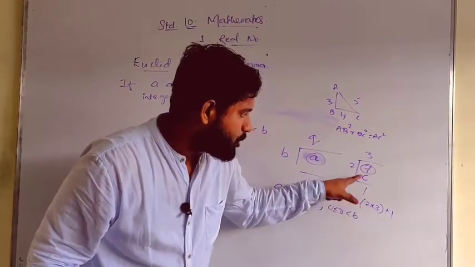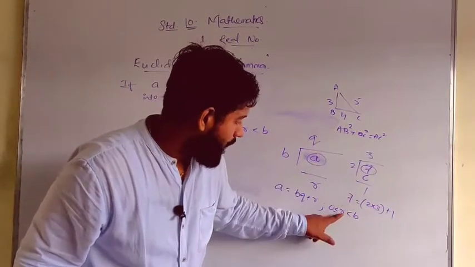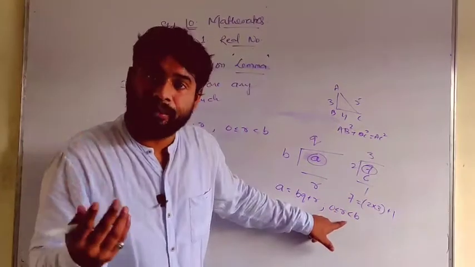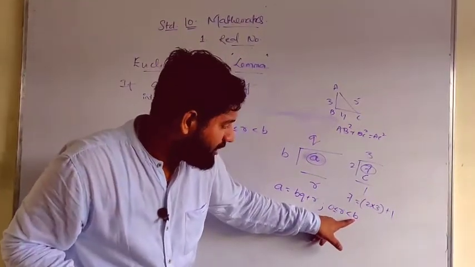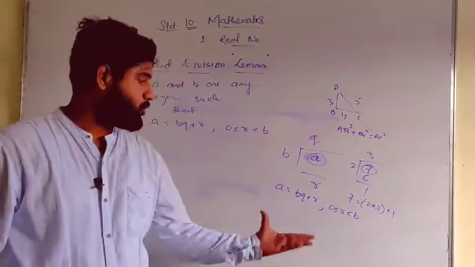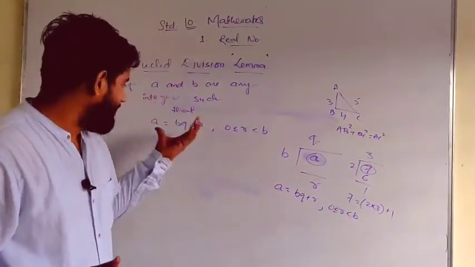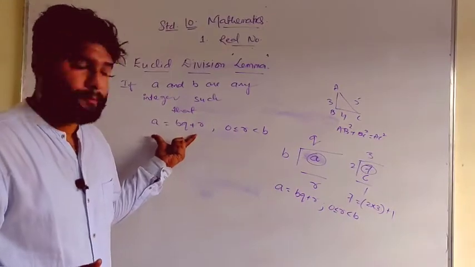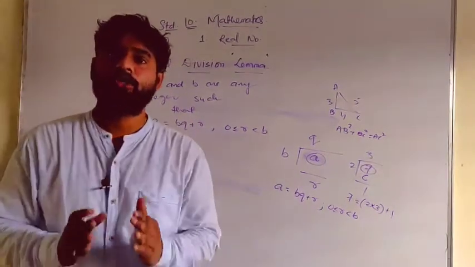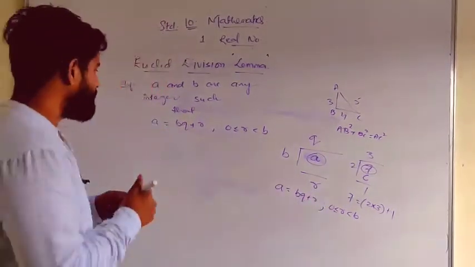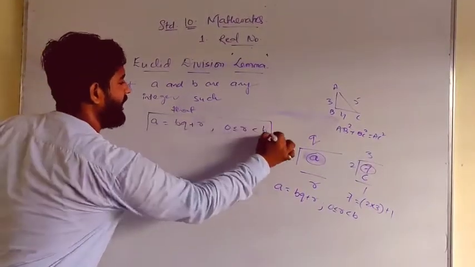So this remainder should be smaller than this divisor. So R can be 0 or more than any number, but it is always going to be less than your divisor, that is your B. So that is already proven statement, and this thing A is equal to BQ plus R, Euclid has used to prove many things, and that's why it is called as Euclid division lemma.